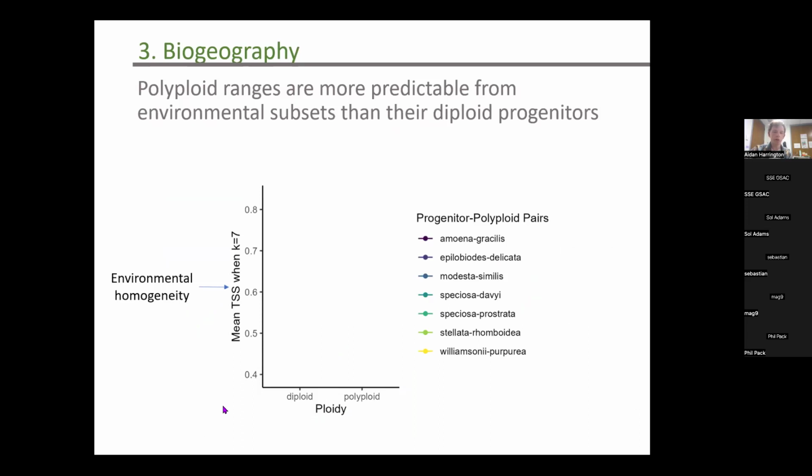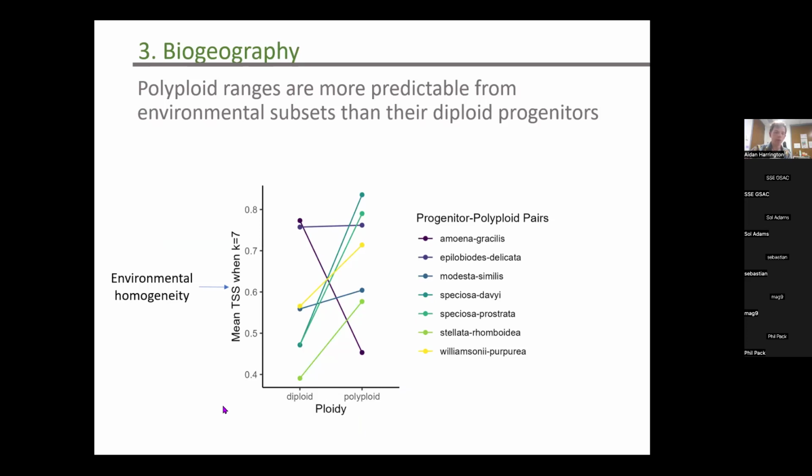Okay, so we're going to look at these results in terms of our diploid progenitor and polyploid pairs. On the x-axis, again, we have ploidy. On the y-axis, we have TSS. And I'm just showing you the results from when k-means clustering was done at k equals 7, which is basically the most restrictive, or most conservative scenario, because we have the smallest sets of clusters in this case. And this is what we find.